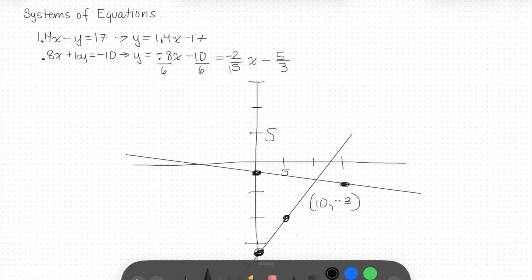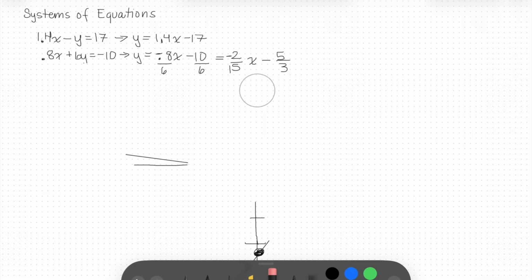It's 2 lines that are intersecting, and when I solve this system and I get this solution here, 10, negative 3, this is at least one way of saying what it means. It's where those two lines intersect. All right, so that was the second way. We looked at substitution. We looked at it graphically.